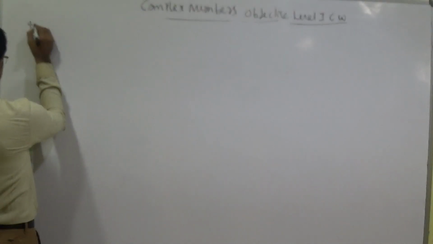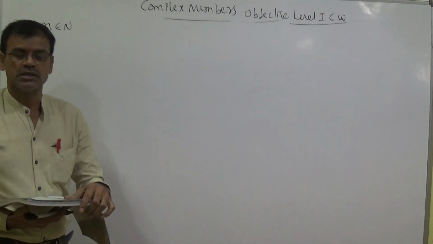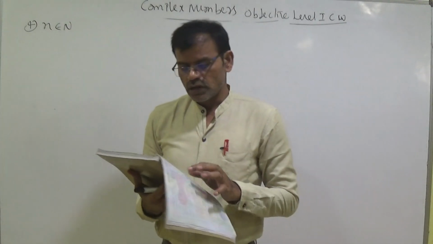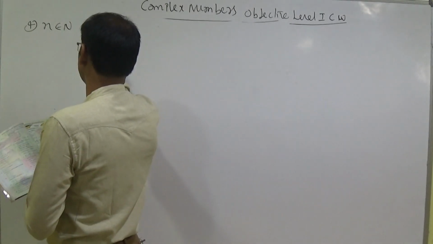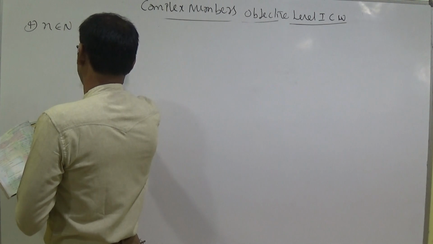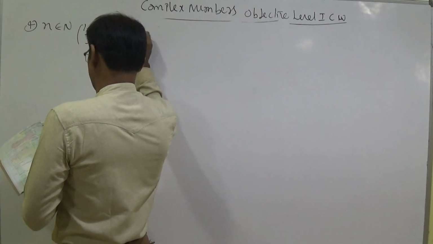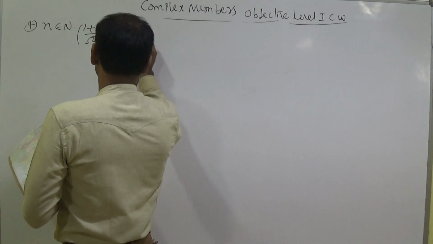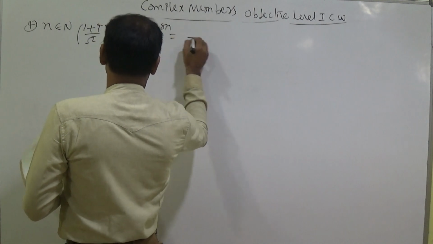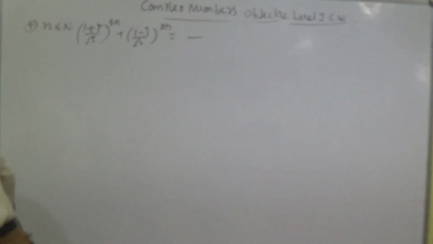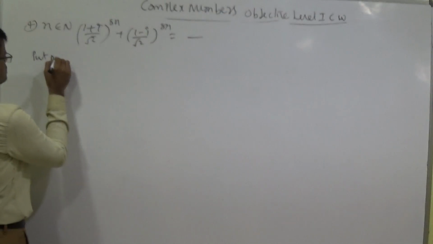Fourth question, n belongs to the set of real numbers. So n is a real number. 1 plus i by root 2 whole power 8n plus 1 minus i by root 2 whole power 8n is equal to dash. Here put n is equal to 1.